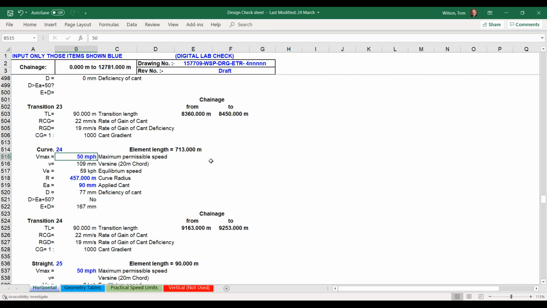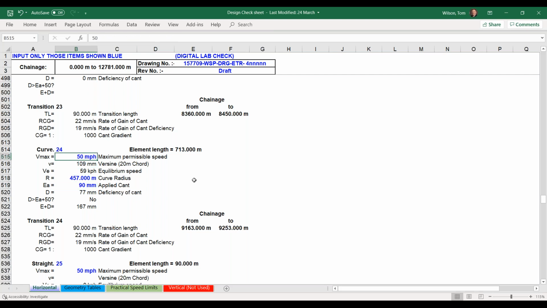Let's say this particular element is 713 meters long, running at 50 miles an hour at the moment. The curve radius is what the Victorians gave us, 457. We can't normally play around too much with that, because you've got a fence line either side of you, some sort of boundary constraint, so you can't really change the radius very much. So you can play around with the applied cant and with the speed. Let's play around with the speed.